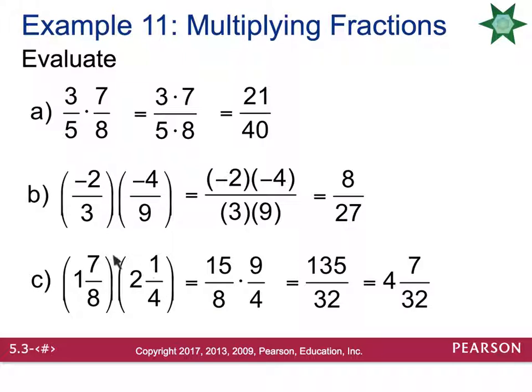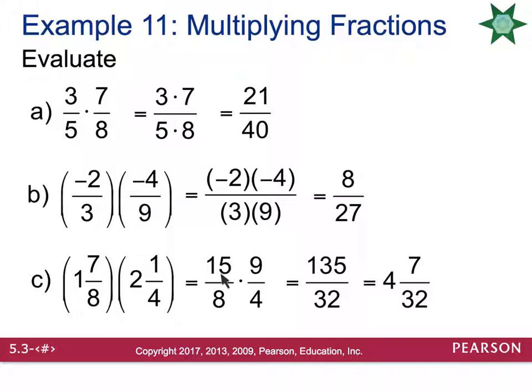Okay. If you're multiplying mixed numbers, convert them to improper fractions first when we do the multiplication, because you can't really multiply mixed numbers as they're written. You've got to make them improper fractions. So this is 8 times 1 plus 7 is 15/8, and 2 times 4 plus 1 is 9/4. And then we do our multiplication.